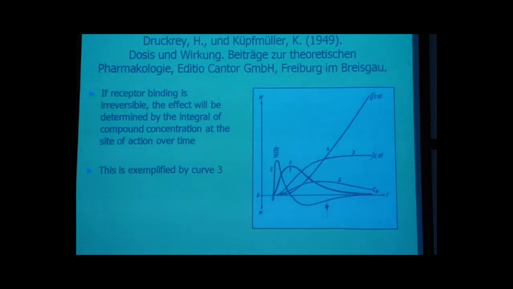If receptor binding is irreversible, the effect will be determined by the integral of compound concentration at the site of action over time. This is exemplified by curve 3. Where curve 1 represents the concentration of the poison at the site of action.